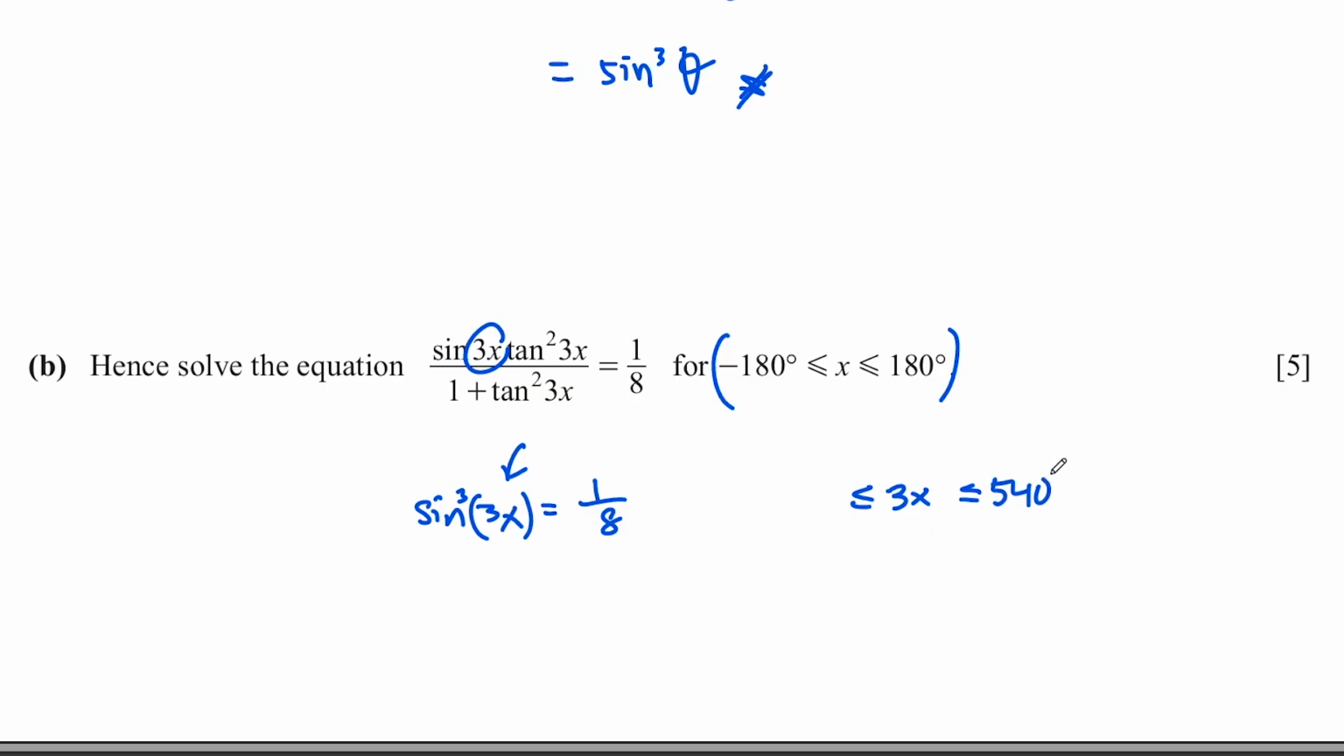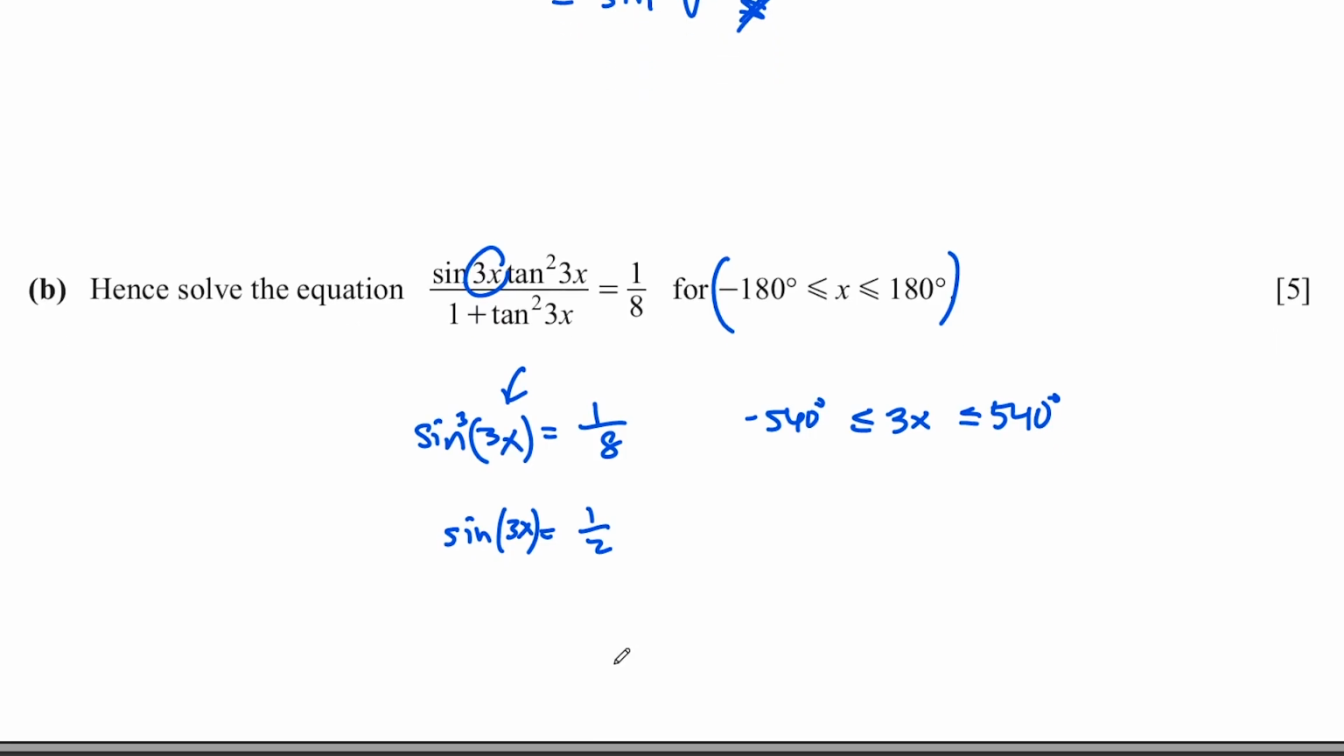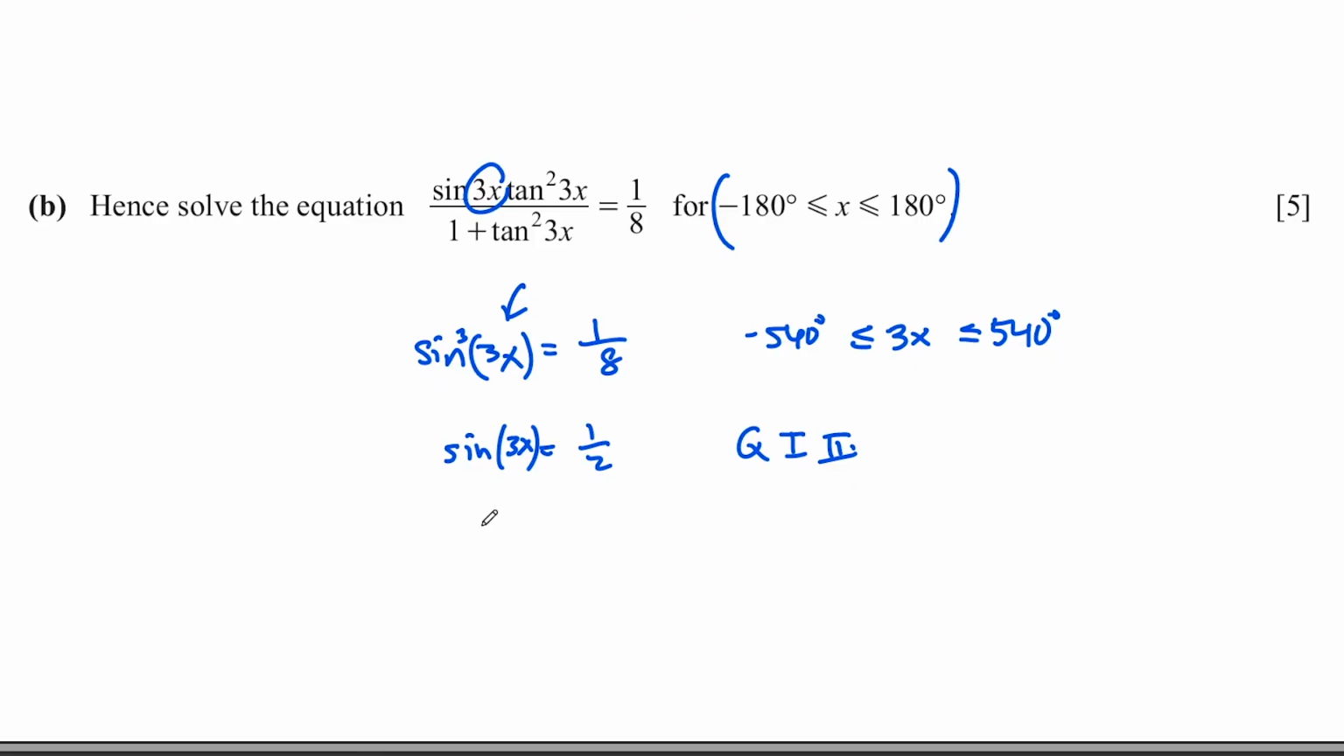So it will be 540, 540. And right, so now we have to get rid of the cube, and it's half, right? So now sine, for this equation, sine is positive value. So the solution exists in quadrant 1 and 2 only. Right, so now we can find the basic angle.